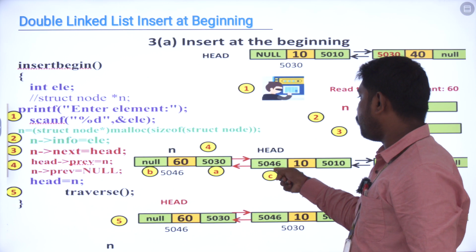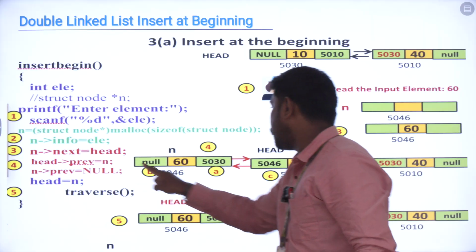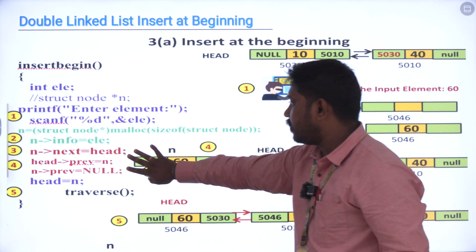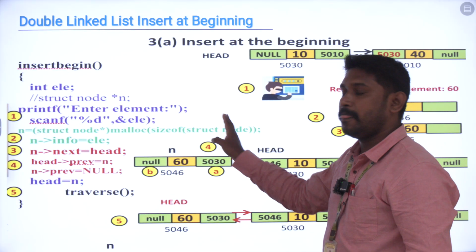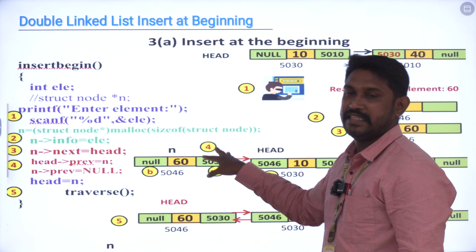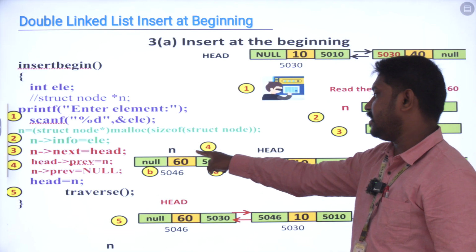Next, head of previous is equal to n. So this link will be created. That's all, these two lines. Steps 3 and 4 give the link between the n node and the head node. So this node has been inserted, and as I told you, head is pointing here, n is here.